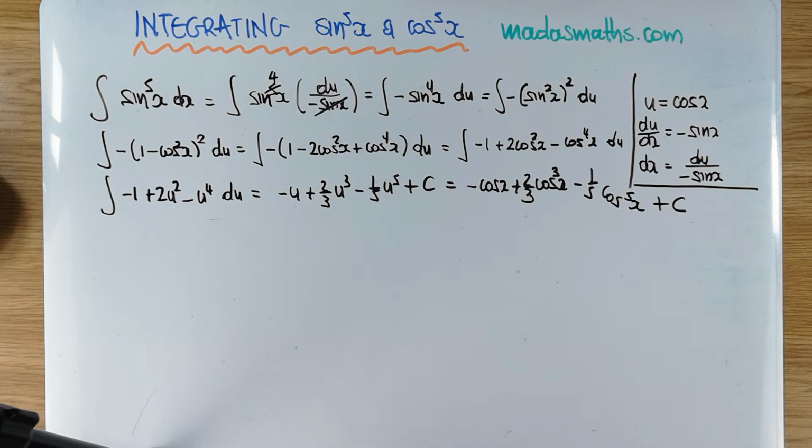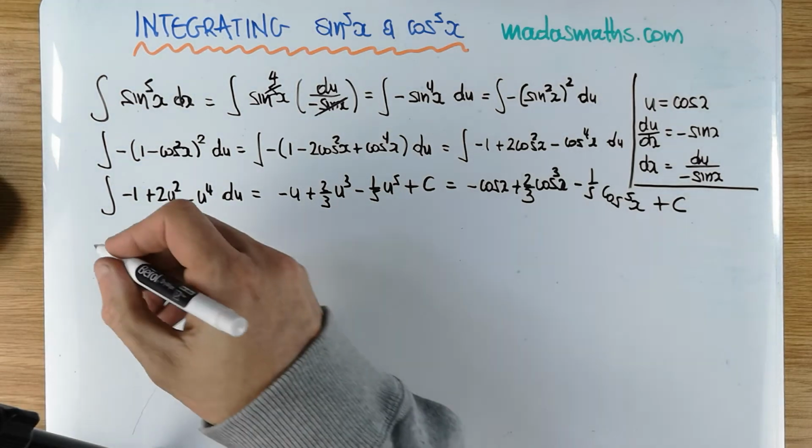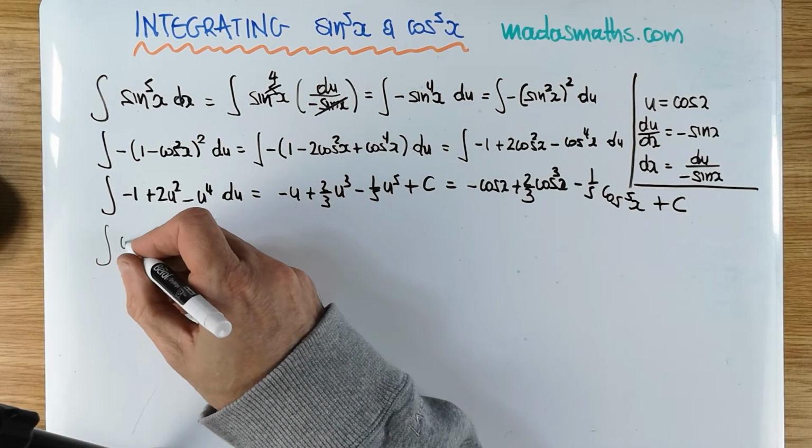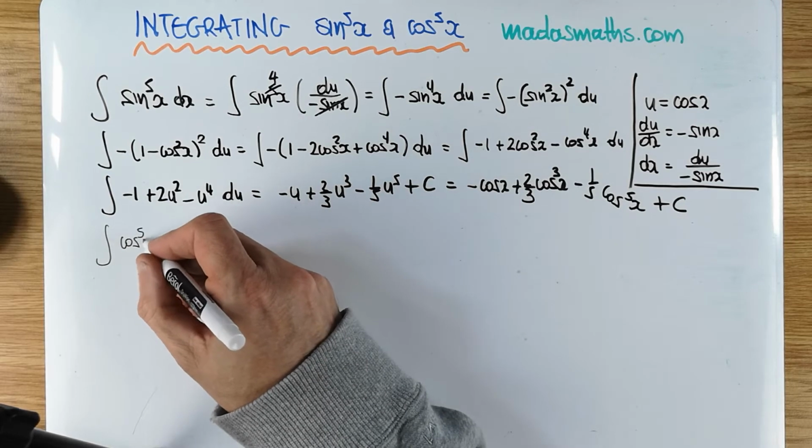I'm also going to do the corresponding one, but for a cos. But this one, I'm not going to do it by substitution. I'm going to do it by manipulation. So here it is, cos to the 5 of x dx.